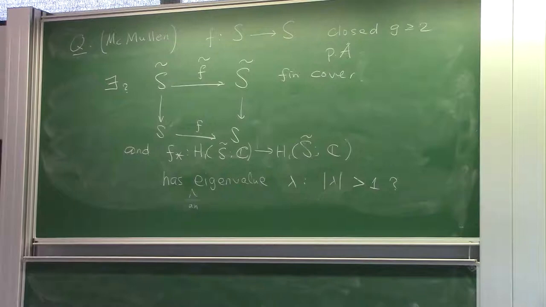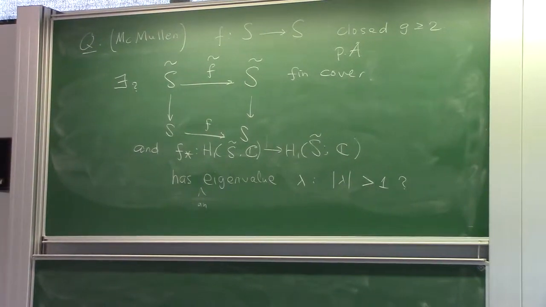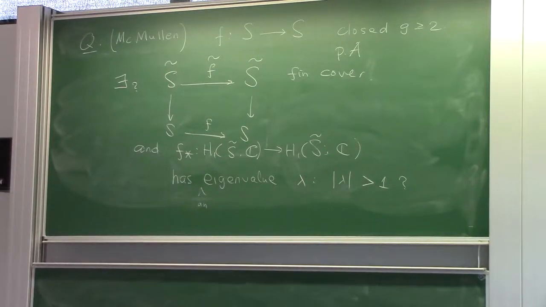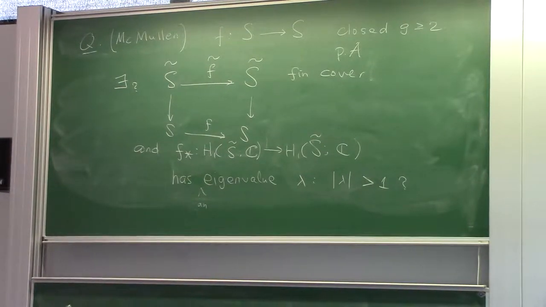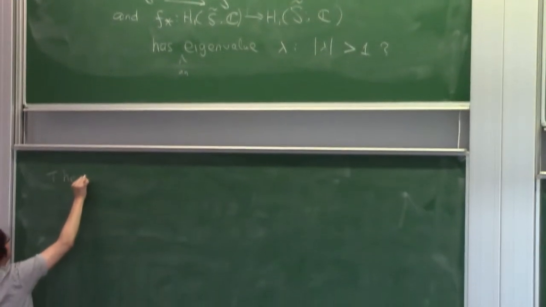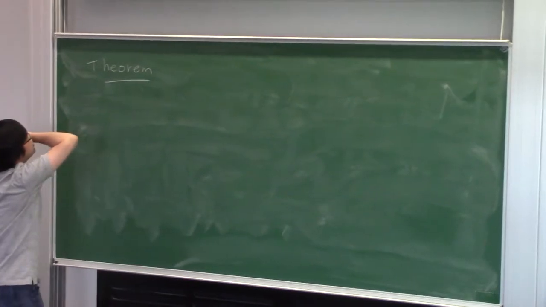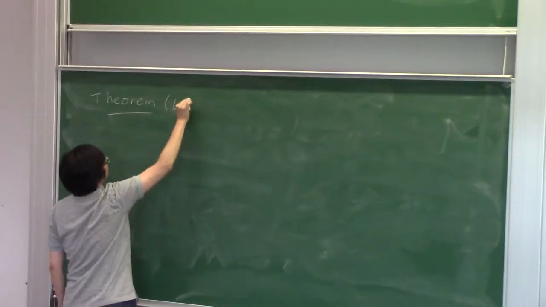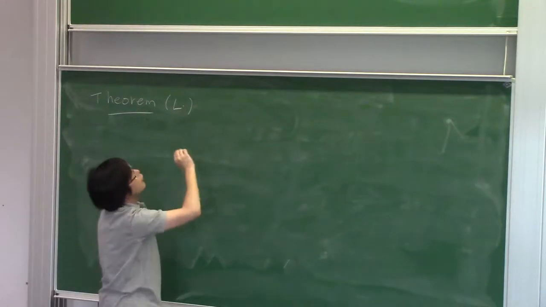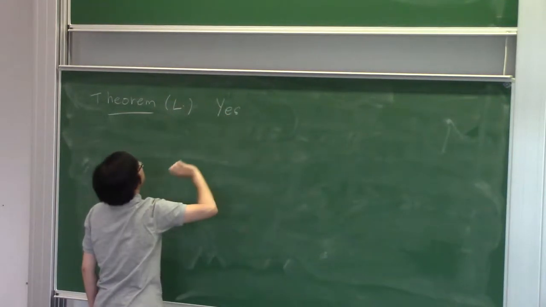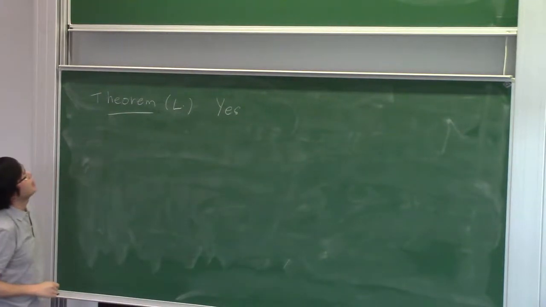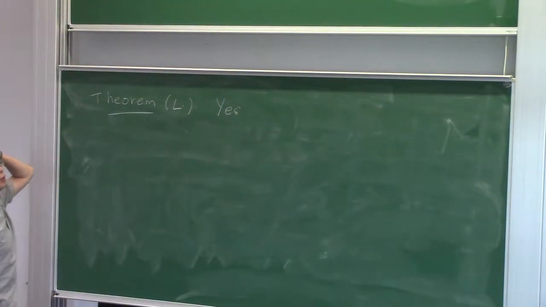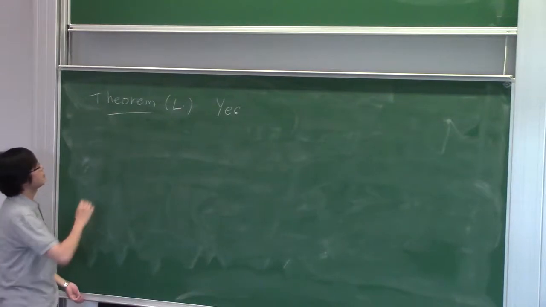I guess it's easier if I just state the main result and mention some related known results. Then I'll try to go into some idea of the proof. So the theorem I wanted to tell you is that basically you have a positive answer to the above question. More generally, if your automorphism has pseudo-Anosov components, you will have a positive answer to that.